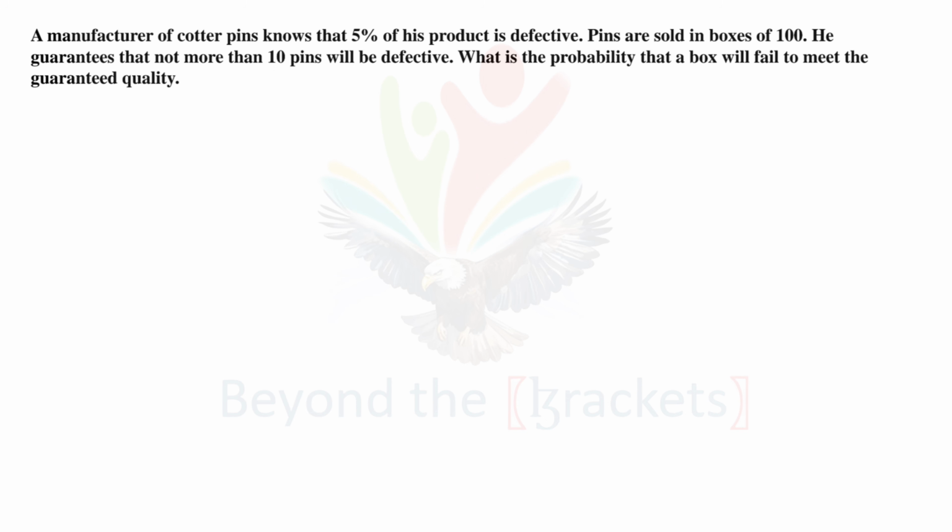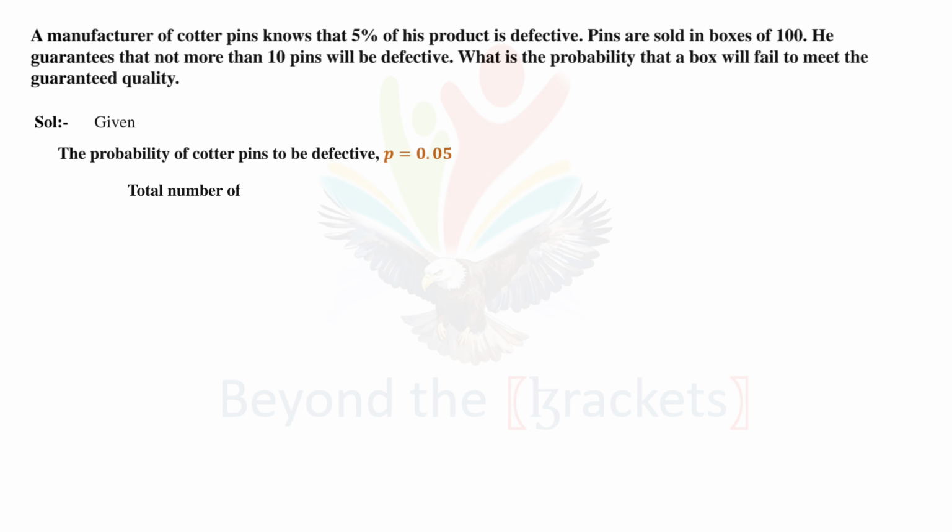Here we are asked to find the probability that the box will fail to meet the guaranteed quality. The guarantee is that not more than 10 pins will be defective in a box. So if more than 10 pins will be defective, the box fails to meet the guarantee. Since we are dealing with defective pins, we take the occurrence of defective pin as a success, which is given as P is equal to 5%, that will be 0.05.